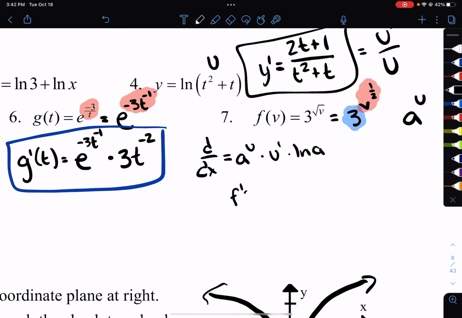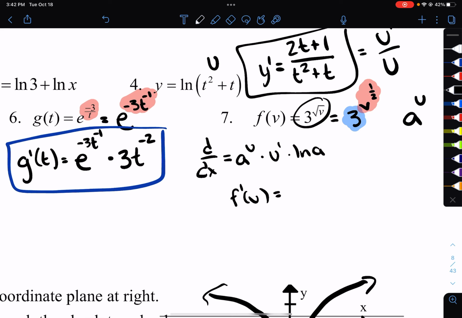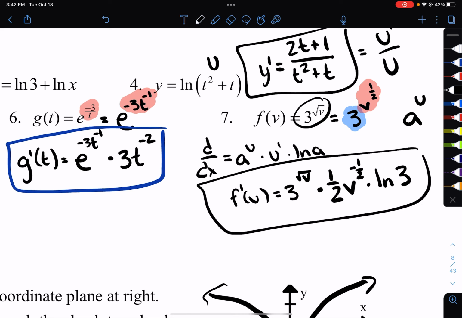So that means that f prime of v is going to be a to the u. That's just my normal function that I started with. So 3 to the root v multiplied by the derivative of u, sorry. The derivative of this red part up here. Well, the derivative of that is 1/2 v raised to the negative 1/2. But then I've got to multiply by the natural log of a, which is the natural log of 3. And again, I would stop right there. There's no reason to keep going, all right?